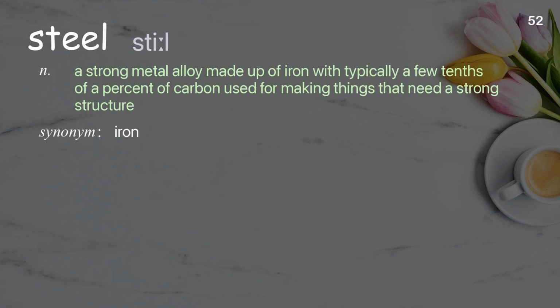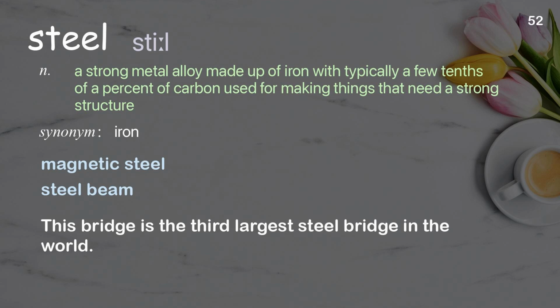Steel: A strong metal alloy made up of iron with typically a few tenths of a percent of carbon, used for making things that need a strong structure. Examples: Magnetic steel. Steel beam. This bridge is the third largest steel bridge in the world.